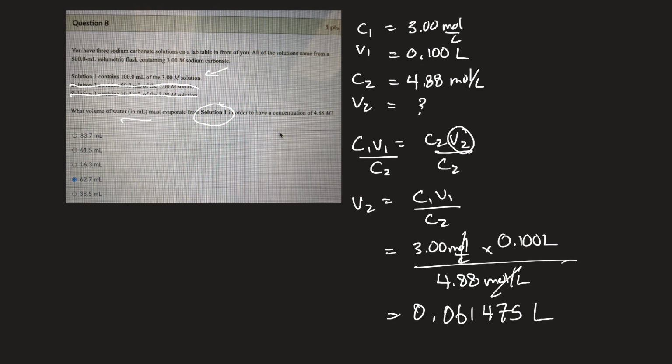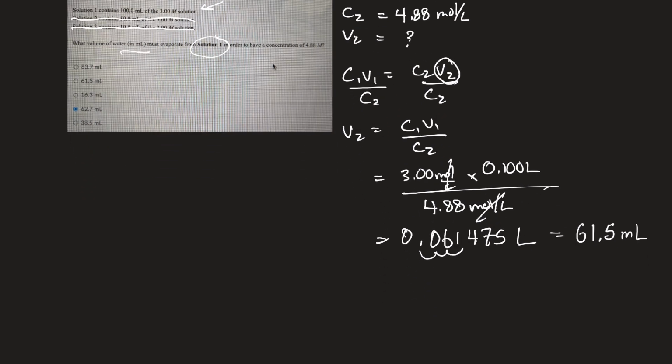If I move that over 3 places, that'll be milliliters. So it'd be 61.5, we'll call it, milliliters. So they say how much stuff needs to be evaporated.